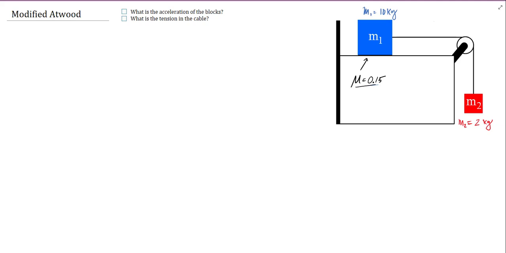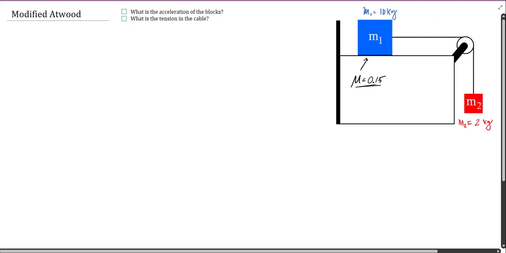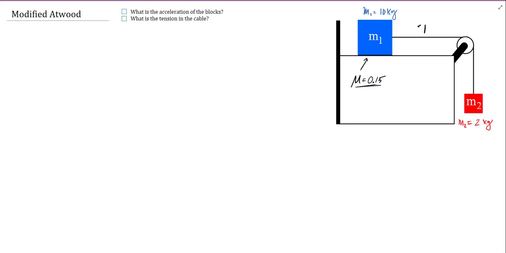In our case, we have block 1 and block 2. We do have some friction this time between block 1 and the surface. And we're going to assume the cable is rigid, so the tension in the cable up here is the same as the tension in the cable connected to block 2.